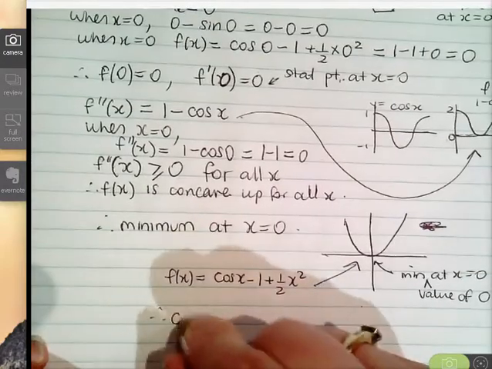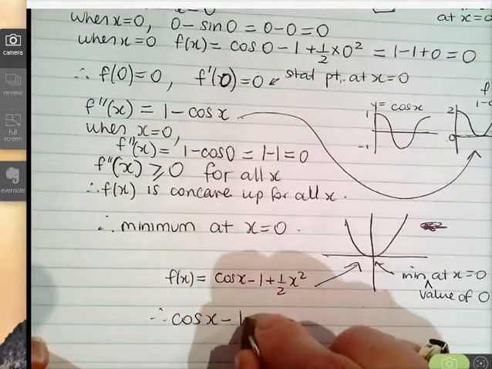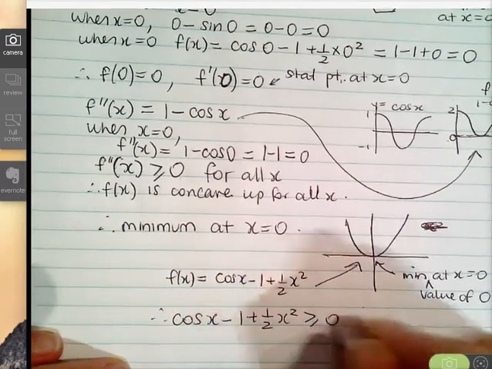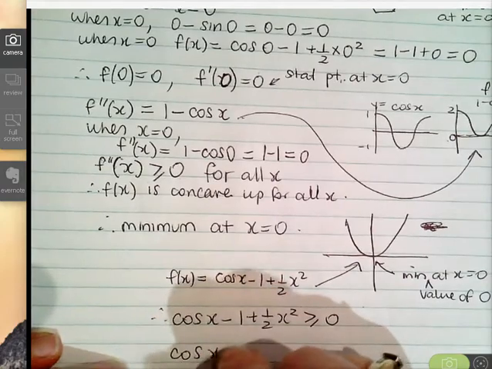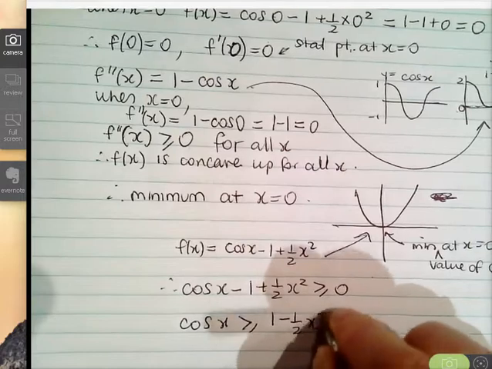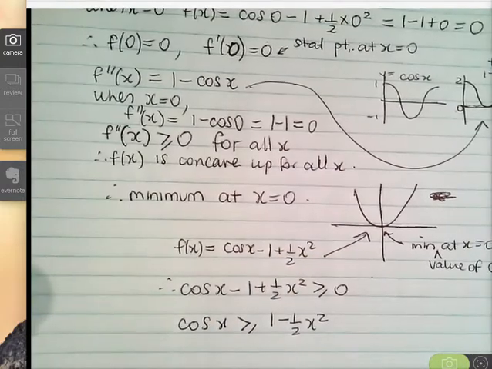So therefore we can say that cos x minus 1 plus a half x squared is greater than or equal to 0. In other words, cos x is greater than or equal to 1 minus a half x squared, as required.